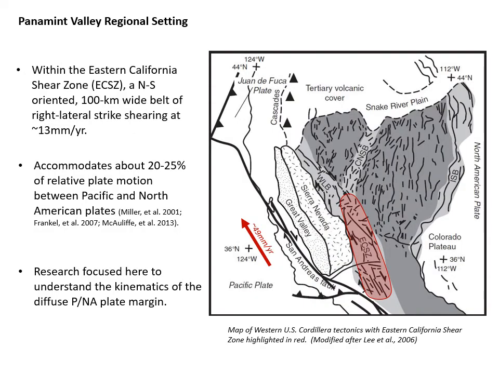The tectonic evolution of this setting is attributed to its location within the Eastern California Shear Zone, a north-south oriented 100-kilometer wide belt of extension and right lateral shearing that accommodates about 25% of the relative plate motion between North American and Pacific plates.